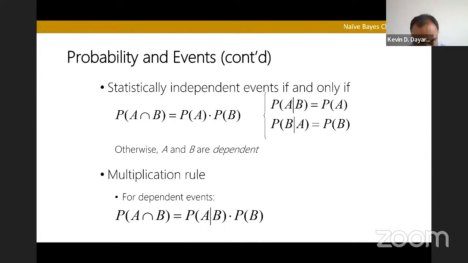Now, two events are statistically independent. This concept comes into naive Bayes if and only if the probability of A and B decomposes into the product of the individual probabilities. Another way of saying this is that the probability of A given B does not depend on B and is purely the probability of A. And same for the probability of B given A. And if you have dependent events, then you can decompose the definition of joint probability this way, in terms of the product of the conditional probability and the marginal probability, to get this joint probability.